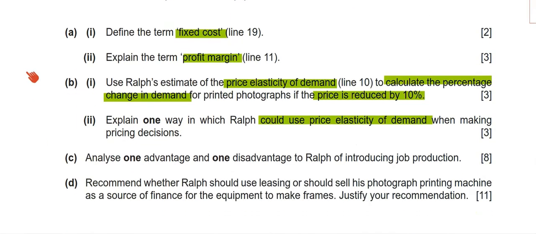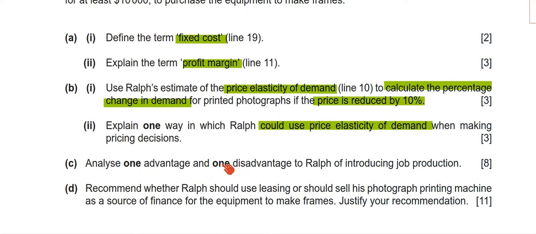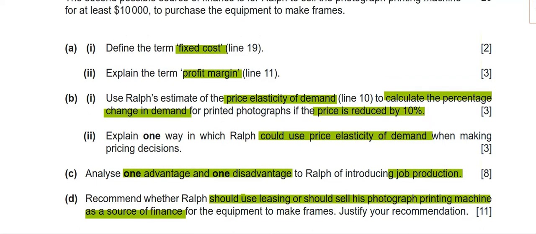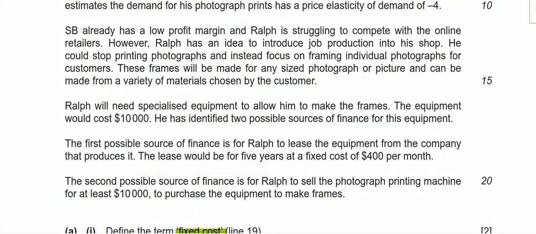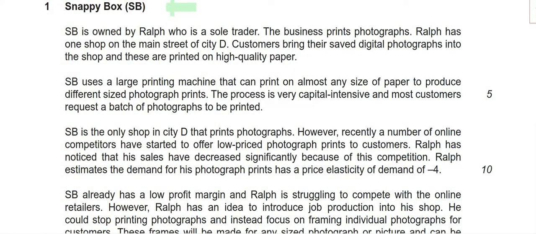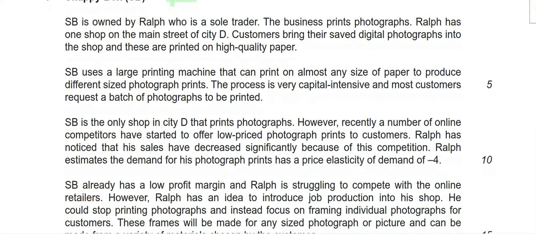And then moving on, analyze one advantage and one disadvantage to Ralph of introducing job production. So we'll just focus on that. Then recommend whether Ralph should use leasing or should sell his photograph printing machine as a source of finance for the equipment to make frames. Doing this helps us identify the specific areas that we need to keep in mind when we're reading this data, because obviously there will be a lot of information here that might not be so relevant with respect to the questions being asked.